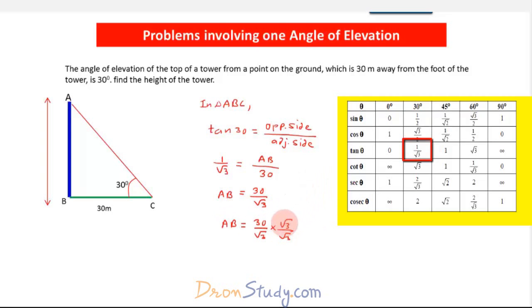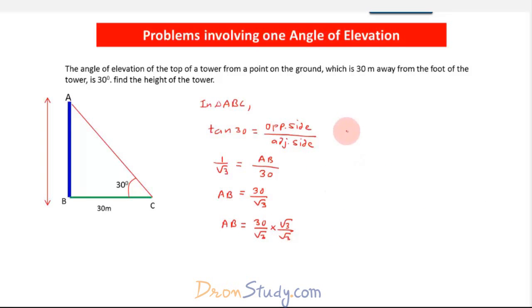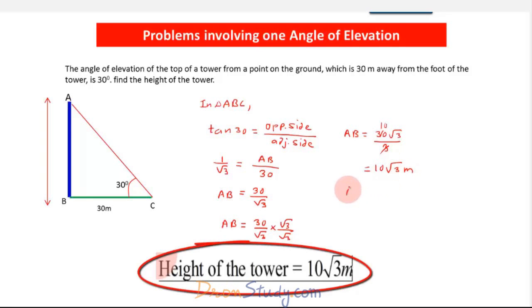Since we are multiplying the numerator by root 3 and the denominator by root 3, it means we are just multiplying by 1. So after solving this, we get AB is equal to 30 root 3, multiplying the numerators, upon root 3 into root 3, that will be 3, and so 3 1s are 3, 3 10s are 30, which is equal to 10 root 3 meter, and therefore the height of the tower is 10 root 3 meter.